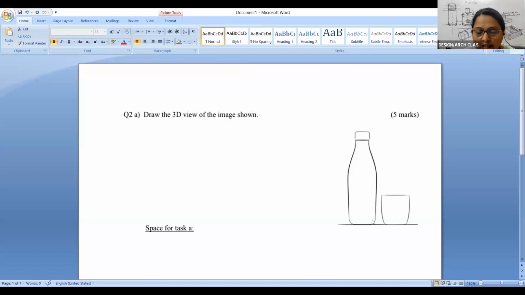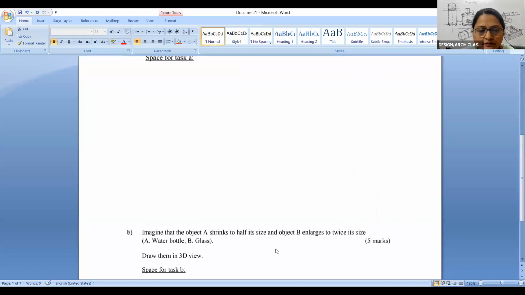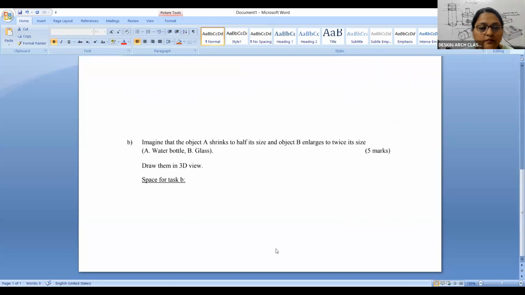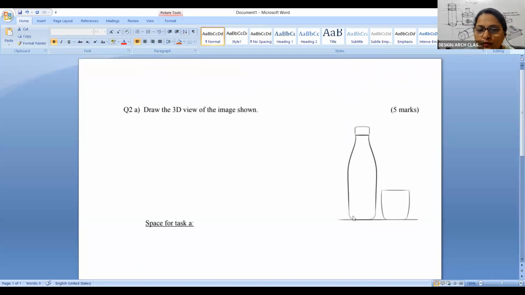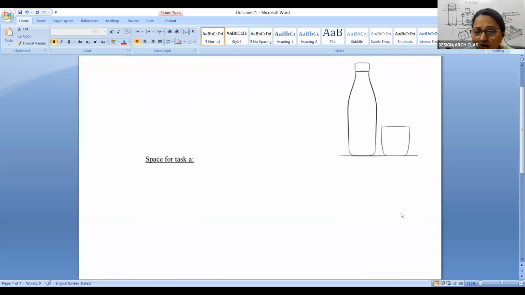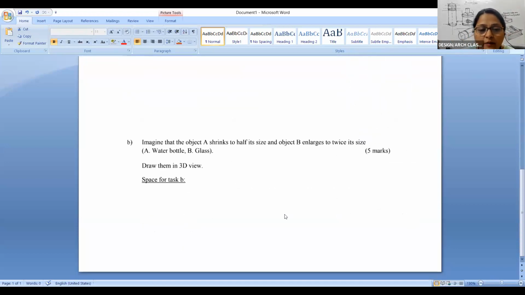I am showing you the second part of the question. See, imagine that the object A shrinks. I hope you know what was object A. Object A is bottle, object B is mug. Now imagine that object A shrinks to half of its size and object B enlarges to twice its size. Water bottle is A and B is glass. Draw them in 3D view.